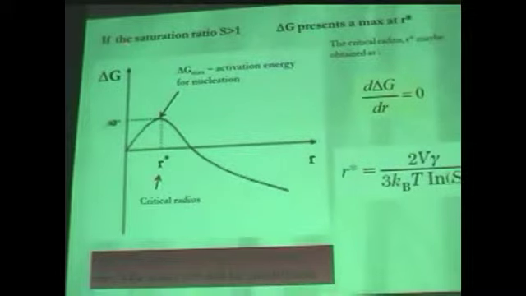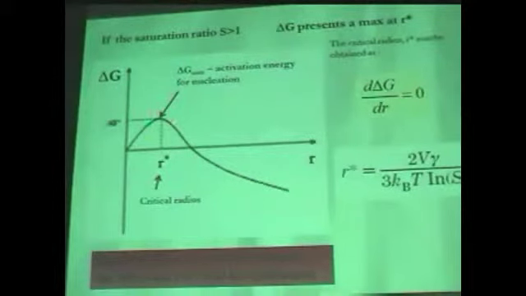So, if the saturation ratio S is larger than 1, delta G presents a maximum. You can see here the variation of delta G as a function of R, and we can see the presence of a maximum on the delta G graph. This maximum of delta G is the activation energy for the nucleation process.